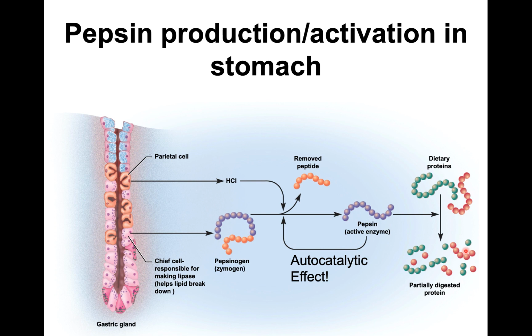Now, what's really cool about this is that once you make pepsin, pepsin can start to work like HCl in the sense that it can go back and cleave more pepsinogen to activate it into pepsin. This is called an autocatalytic effect. So not only is HCl working to activate pepsinogen into pepsin, but the pepsin that you produced also can go back and activate more pepsinogen into pepsin. So the acid in the stomach is required to activate pepsinogen into pepsin, and pepsin begins protein digestion.